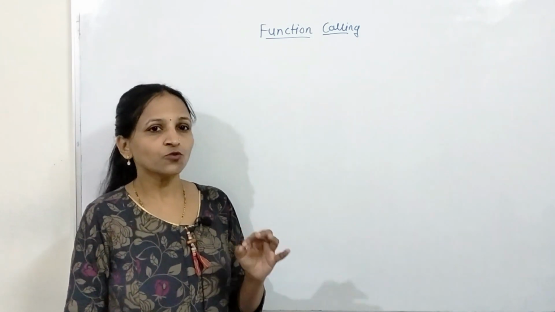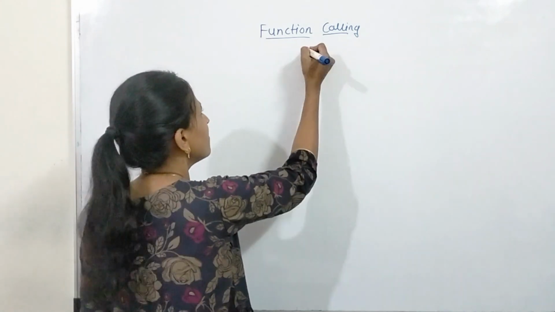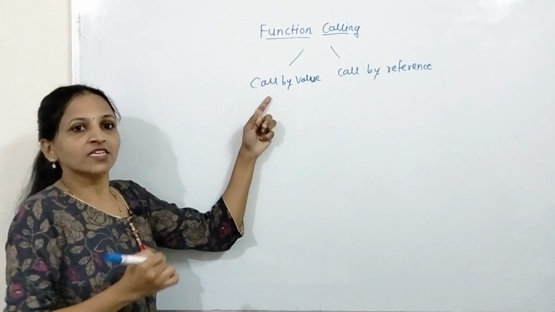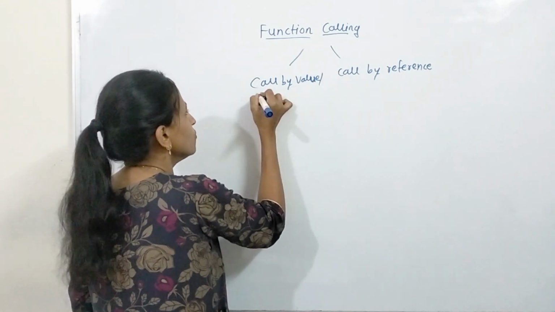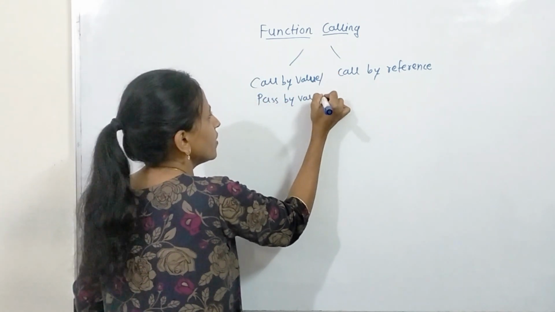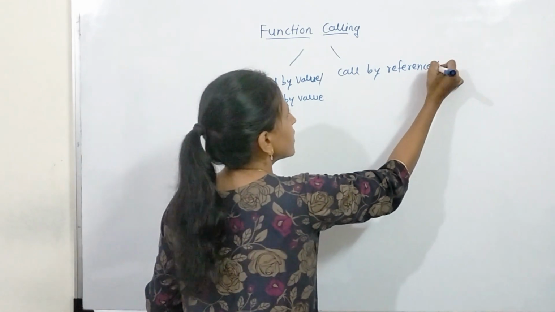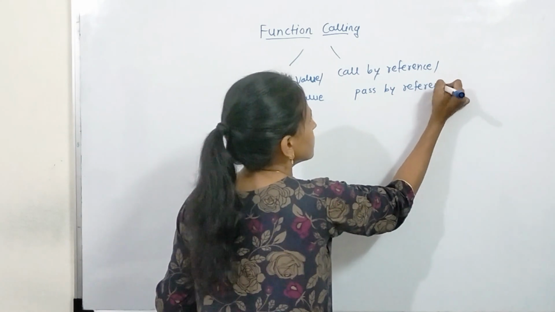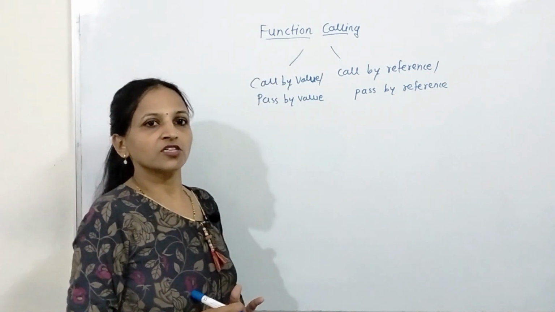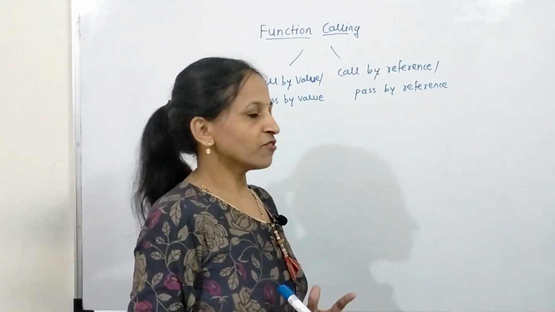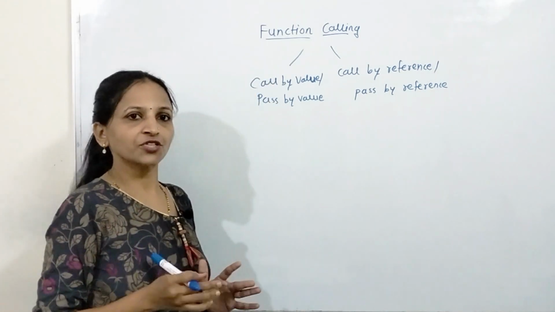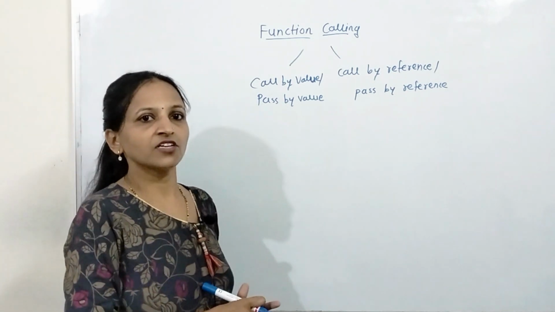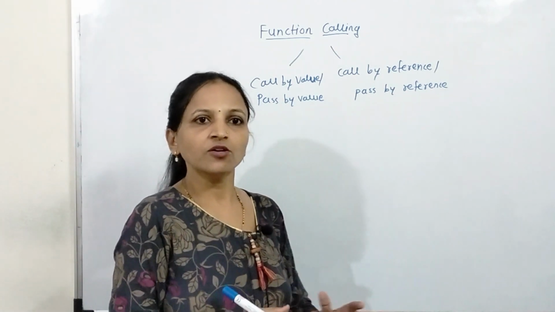There are basically two function calling techniques, call by value and call by reference. Now see here, call by value is also called pass by value. And call by reference is called pass by reference. See, when we use the functions concept in our program, we write a separate block to execute any task, and that is nothing but a function, and then we can call that function from any place in a program.